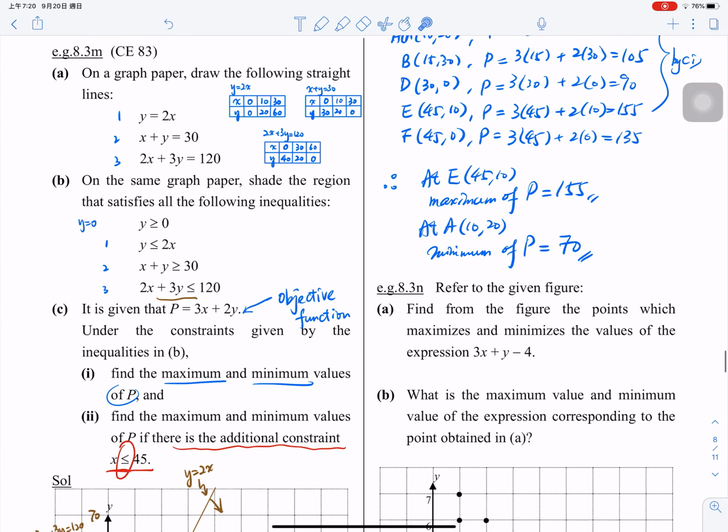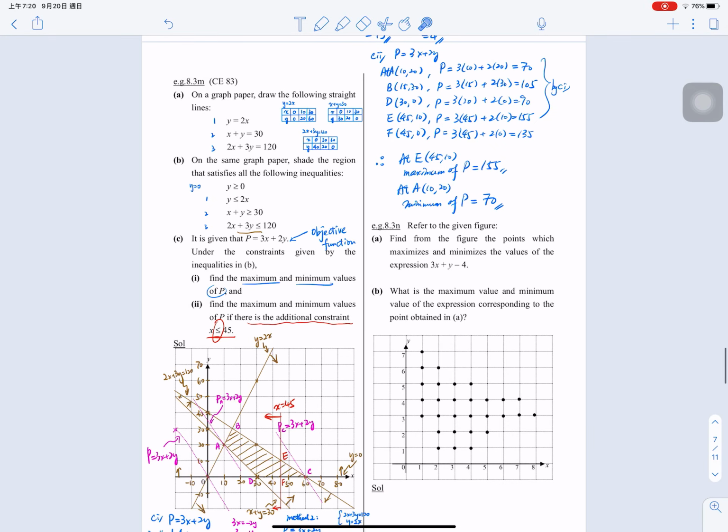Understand? So have a look, with this extra constraint, you get another point. So here 1, 2, 3, 4, 5, you need to check 5 points. Remember, use method 2, you must check all the vertices. If the vertices have 1 point at 0, 0, you still have to check it. Remember? Okay.